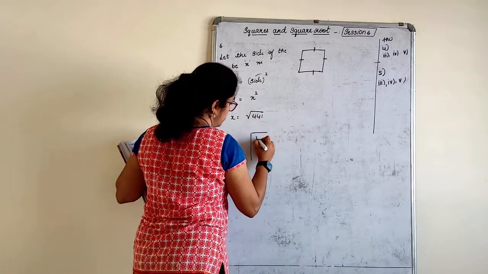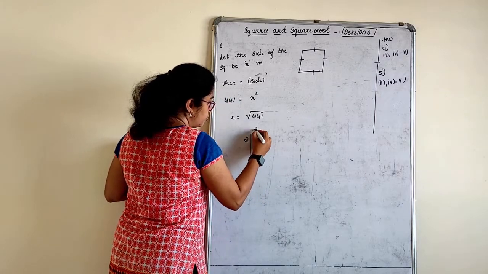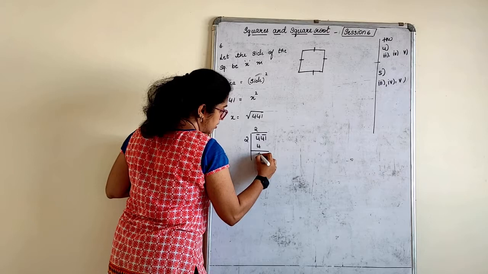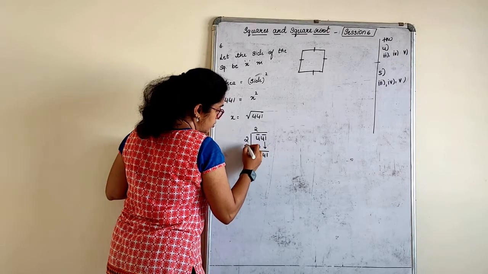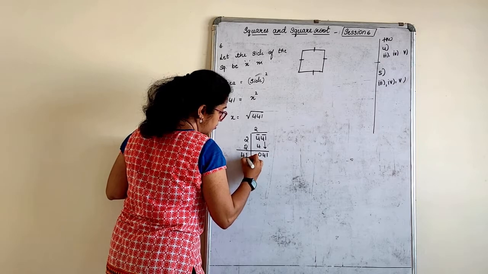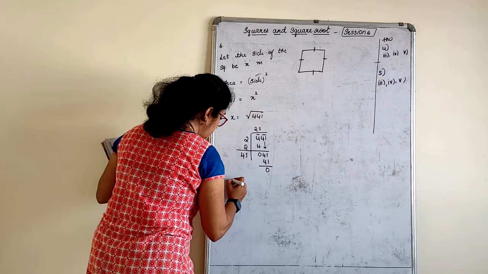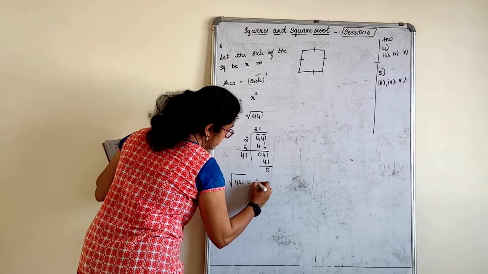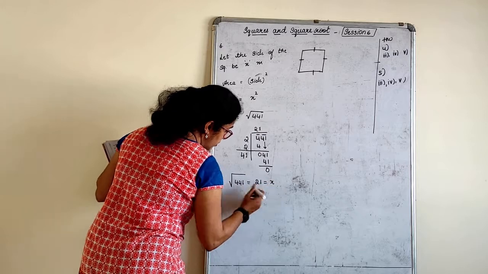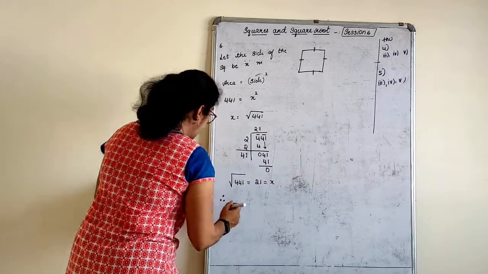So 441, 2 2s are 4, 0. So it is 41. So 2 plus 2 is 4. 41 into 1 is 41, 0. So square root of 441 is 21, that is equal to x. Therefore, side of the square is 21 meters.